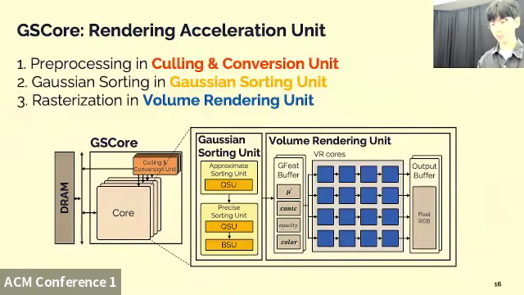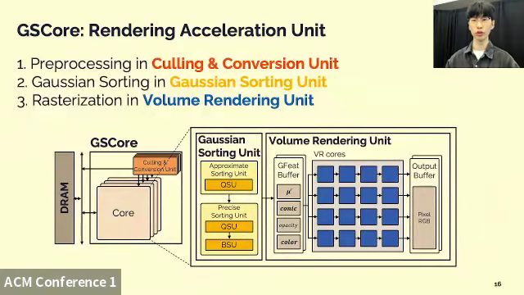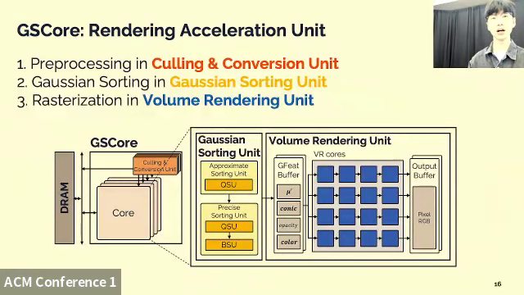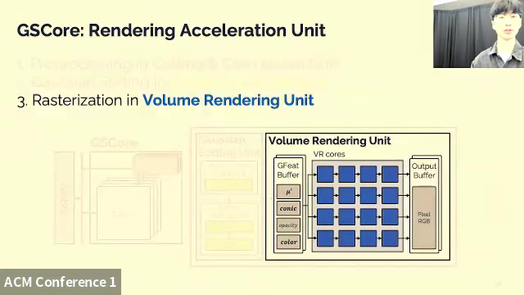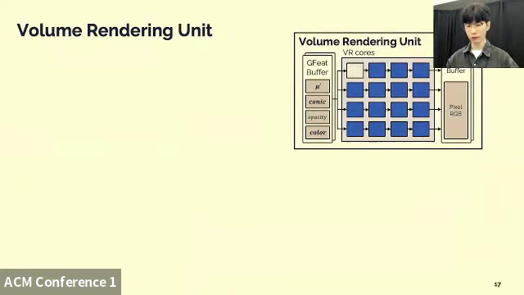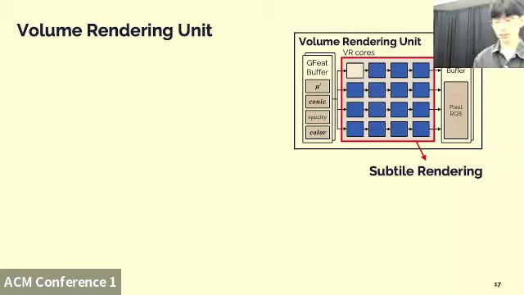To efficiently support these optimizations, we propose GSCore, a novel rendering acceleration unit. In GSCore, there are 3 main hardware units, but in the interest of time, I will focus on the volume rendering unit. The volume rendering unit is responsible for doing rasterization. In the VRU, there are multiple VR cores and on-chip buffers. To increase the benefit of subtile skipping, the VRU renders the pixels at subtile granularity.